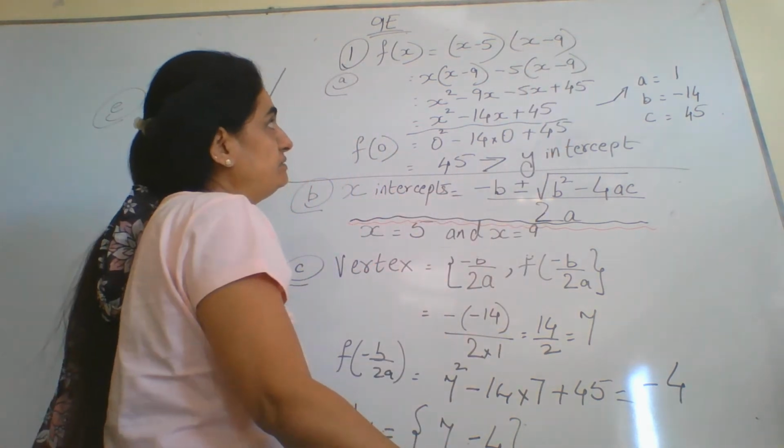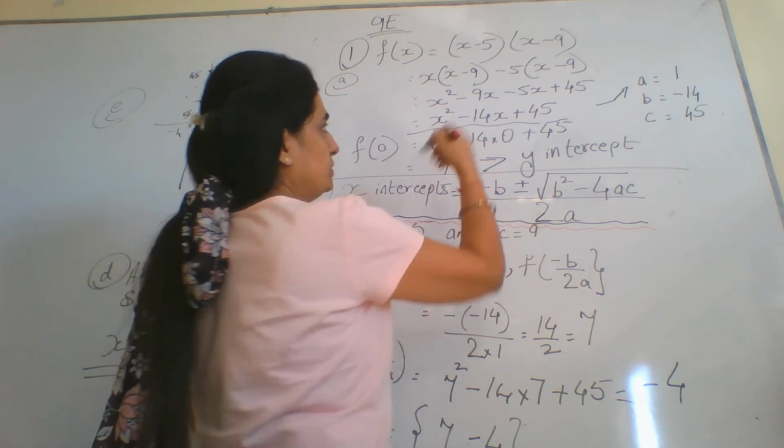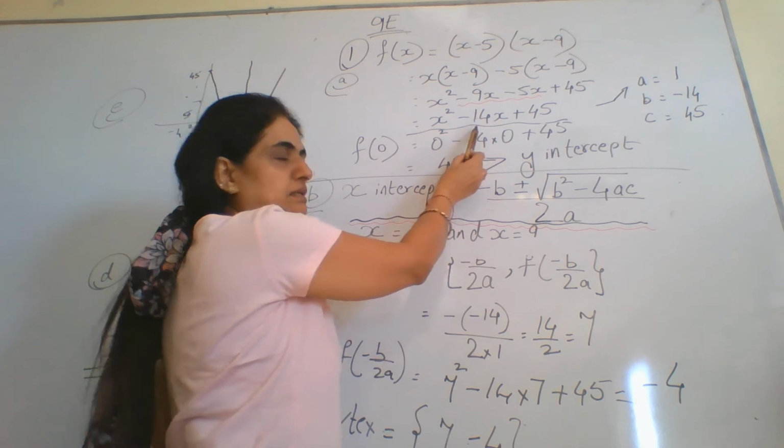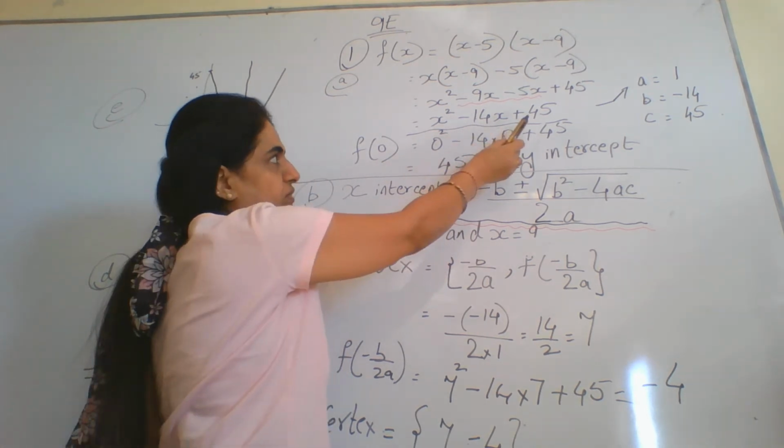Now the terms with the same variable we can add. So here minus 9x and minus 5x, we add, we get minus 14x plus 45.